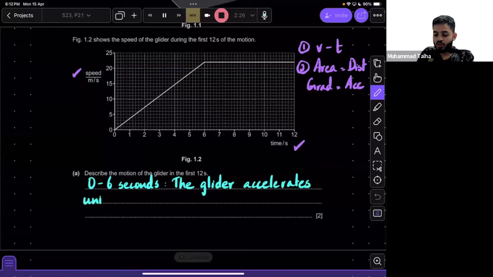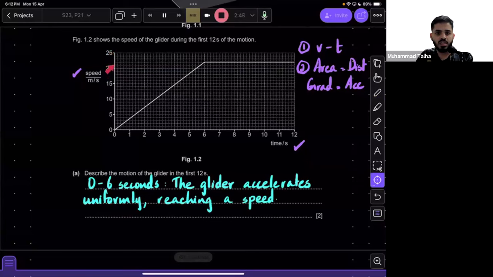And in doing so, it reaches a speed. Now let's try to see what this speed is. So let's have a look at this axis. So the scale basically: 20 to 25, and there's also a difference of 5 small boxes in between. So this is very easy to see. This must be 21 and this must be 22. So it reaches a speed of 22 meters per second.